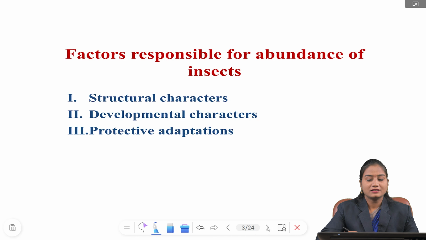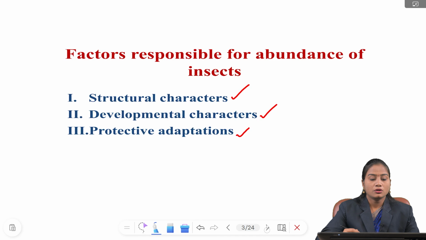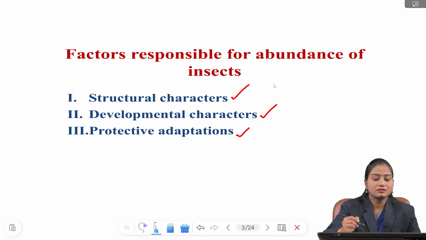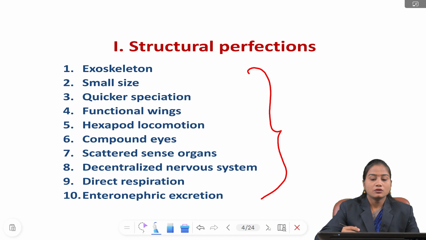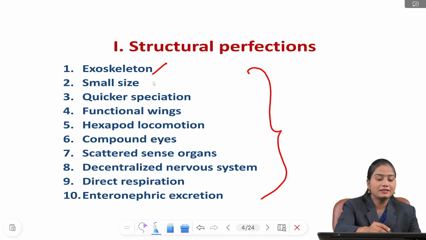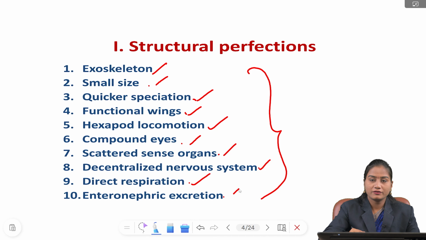If we see the factors responsible for the abundance of insects, we have structural characters, developmental characters, and protective adaptations. So we'll see one by one. Structural perfections: exoskeleton, small size, quicker speciation, functional wings, hexapod locomotion, compound eyes, scattered sense organs, decentralized nervous system, direct respiration, and enteronephric excretion. So we'll see one after the other.